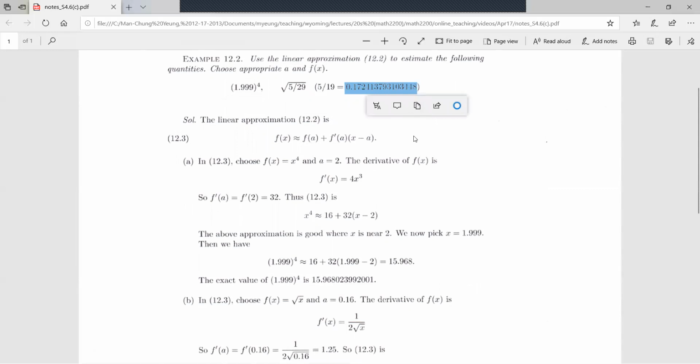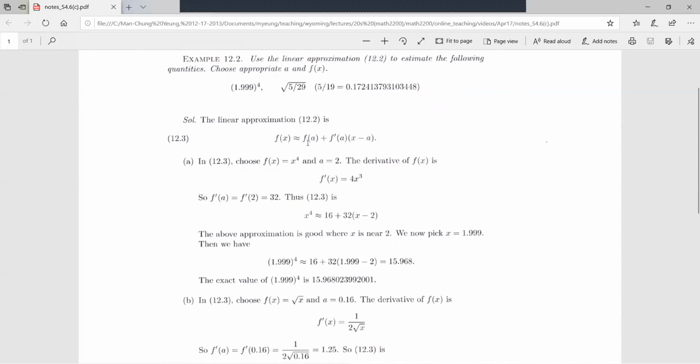Now, what is a? a should be close to x, and the function value should be easy to evaluate at a. So a is close to this number and easy to evaluate. I chose a to be 0.16. The function value is very easy to evaluate at 0.16.